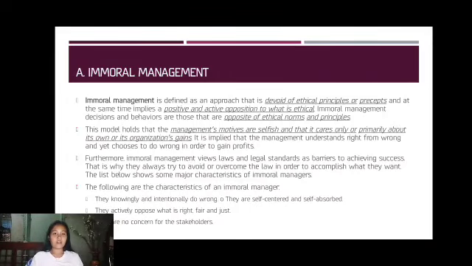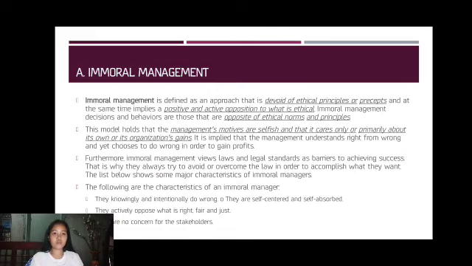For example, they exploit consumers by taking advantage of their lack of knowledge or deceiving them to offer defective, dangerous, or products designed to harm them, basically financially or in any other way, to gain profits. So, consumer exploitation refers to the way consumers are cheated and exploited. Furthermore, immoral management views law and legal standards as barriers to achieving success. That is why they always try to avoid or overcome the law in order to accomplish what they want.